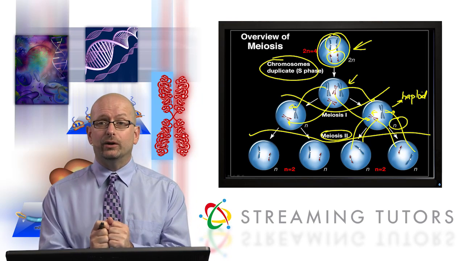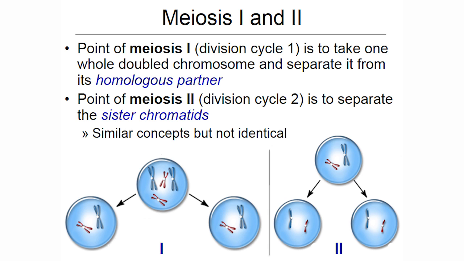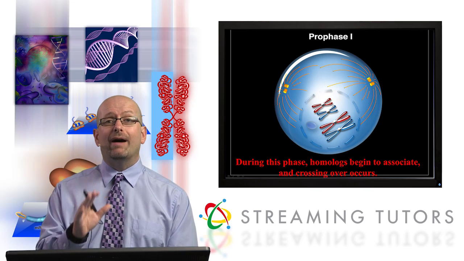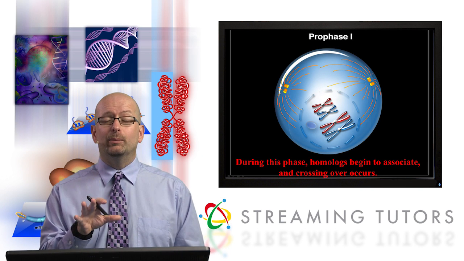But be very clear. Division cycle 1, meiosis 1, the whole point of that is to take one whole doubled chromosome and separate it from its homologous partner. And then the point of meiosis 2 is to separate the sister chromatids. So while the ideas are similar, they're not identical. I think this will be borne out if we follow the process a little bit more closely.